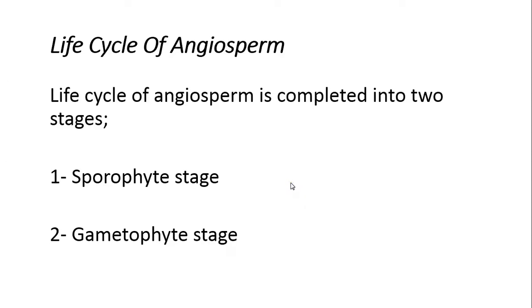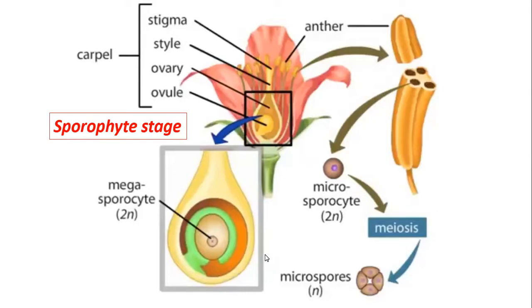The life cycle of Angiosperm is divided into two stages. The first stage is called sporophyte, which is diploid, and the second stage is called gametophyte, which is haploid. In the sporophyte stage, two types of spores are formed. Microspore or pollen grain is produced by microsporophyll or stamens. The megaspore or egg is produced by megasporophyll or carpel.